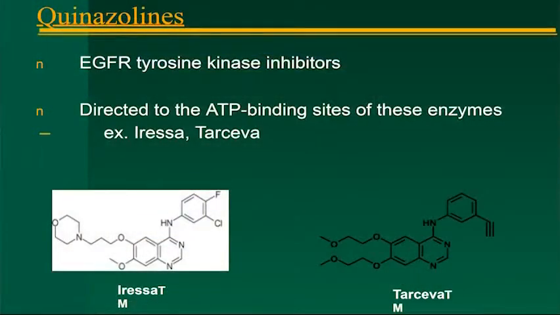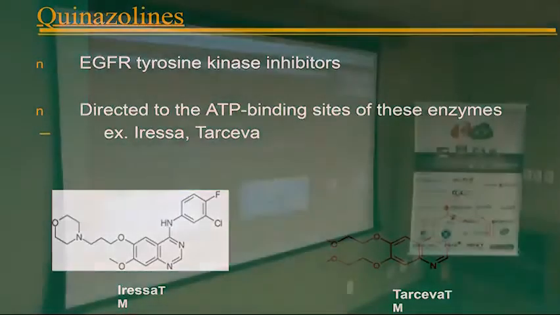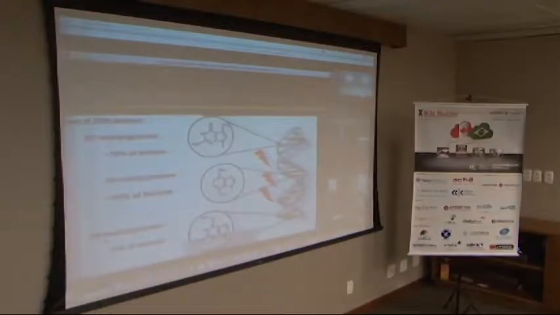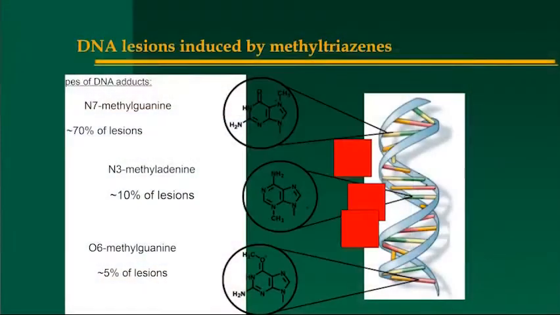The molecule is based on a structure that is known to be active against EGFR, which is called the quinazoline. The clinical drugs that target EGFR are Iressa, which is also called gefitinib, and also Tarceva. As you will see, these particular molecules do not contain functions that can damage DNA.